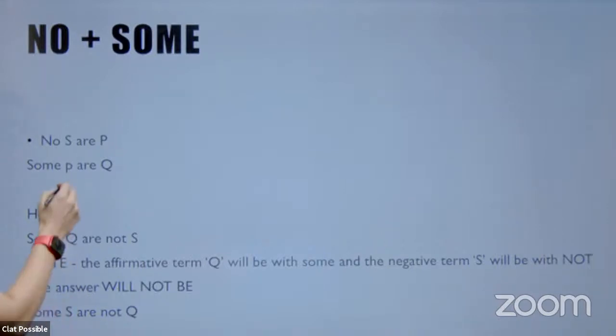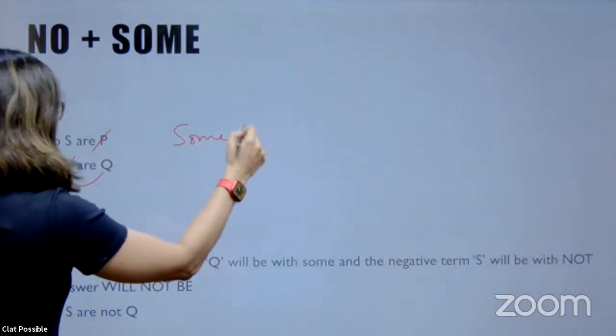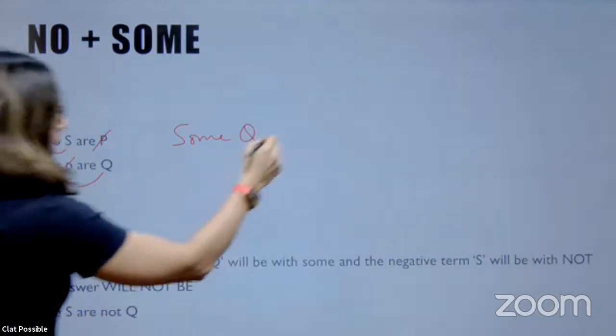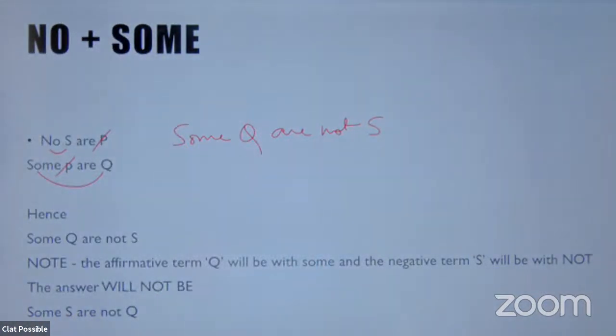So, step 1, eliminate the middle term. And this will always give me sum naught. So I don't have to check any middle term position. All I have to do is sum q remains sum q, no s remains no s. That's it. So in no plus sum, I don't have to check any positions. The answer will always be sum naught.